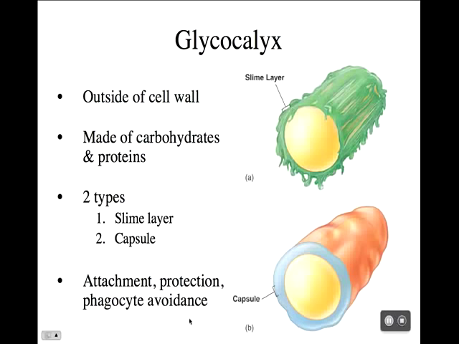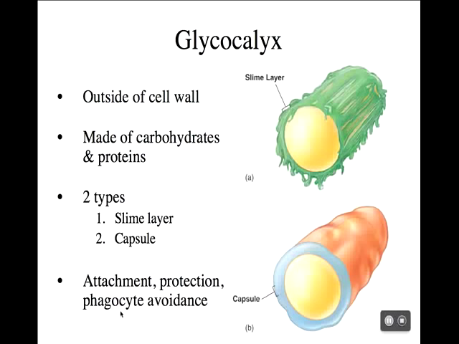The other thing that the glycocalyx does is it helps bacterial cells to avoid phagocytes, and I'm talking about your white blood cells. Your white blood cells are looking for bacteria. When they find bacteria in your body, they're going to ingest them and destroy them. That's phagocytosis. The glycocalyx protects the bacteria against your white blood cells. Turns out that your white blood cells cannot kill a bacteria that has a significantly large glycocalyx.